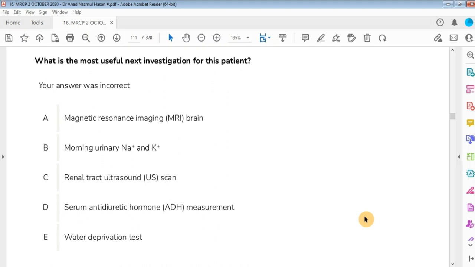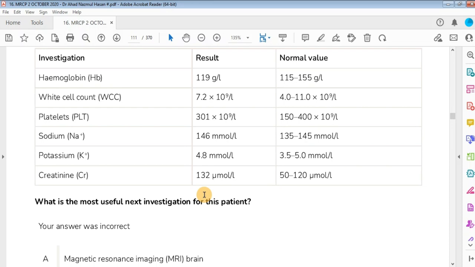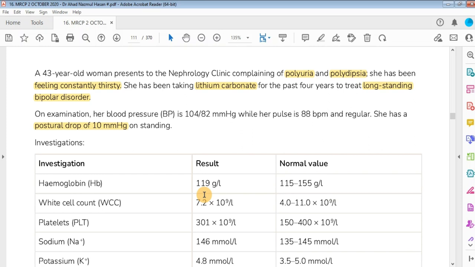What is the most useful next investigation for this patient? A, MRI brain. B, morning urinary sodium and potassium. C, renal tract ultrasound. D, serum ADH measurement. E, water deprivation test. A 43-year-old woman presents to the nephro clinic complaining of polyuria and polydipsia. She has been feeling constantly thirsty. She has been taking lithium carbonate for the past 4 days to treat long-standing bipolar disorder.